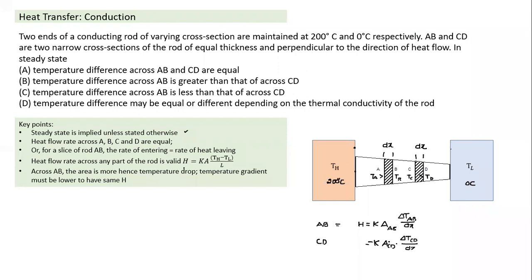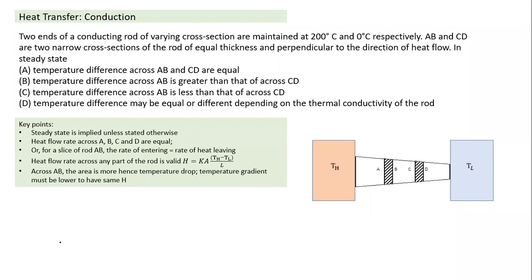If the heat flow rates are the same, we know this area is greater. If this area is greater than that one, it means this term has to be smaller than the other one. So where the area is more, the temperature drop, meaning the temperature gradient, which is the rate at which the temperature drops, has to be smaller. That's the only point we need to understand here.